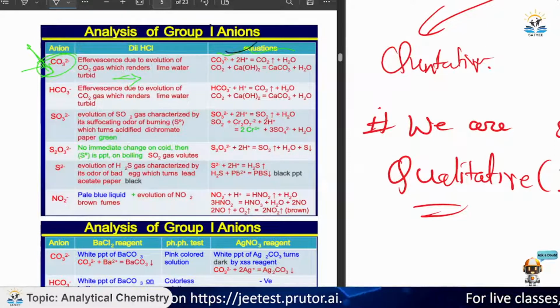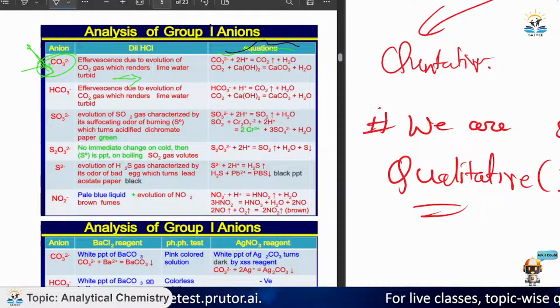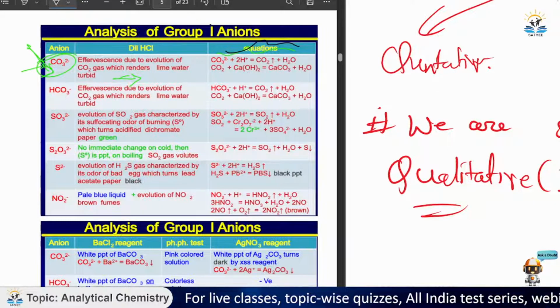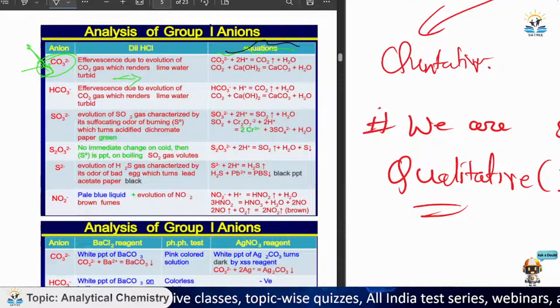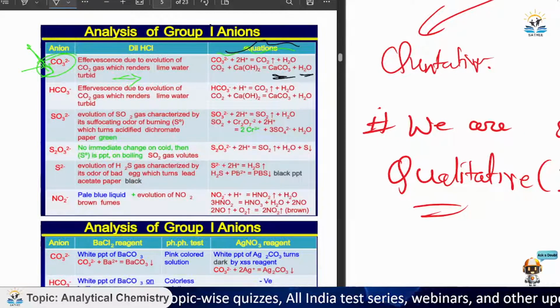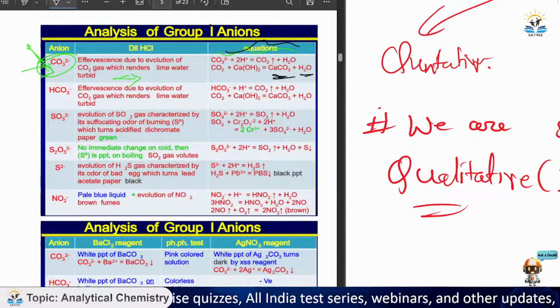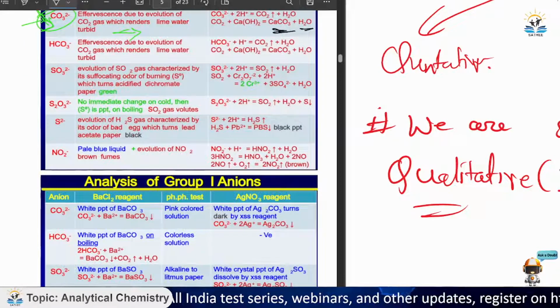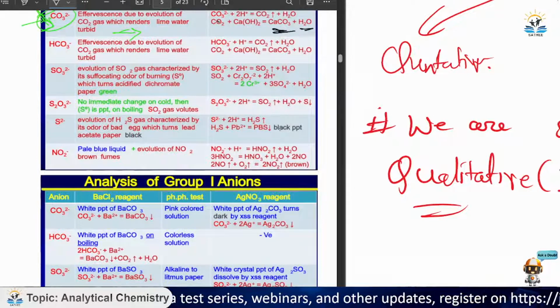We see here the equation: CO3 2 minus plus 2 H plus gives water and CO2. Now, when CO2 reacts with Ca(OH)2 that is present in the lime water, CaCO3 will be formed and H2O will also be formed. As CaCO3 is forming, the CO3 2 minus confirmation is there.